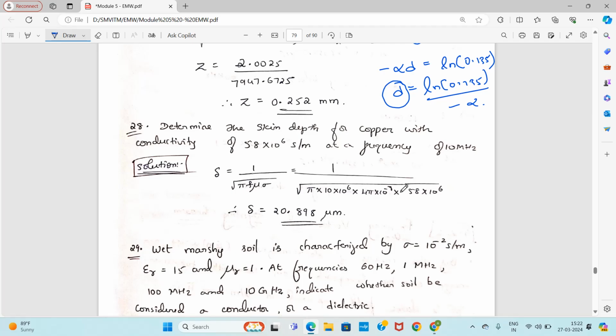Okay. The next question is straightforward. Again, I told you copper is given, so please know the conductivity of copper. If it is not given in the question, you should remember the value. So, direct substitution and finding out the skin depth.